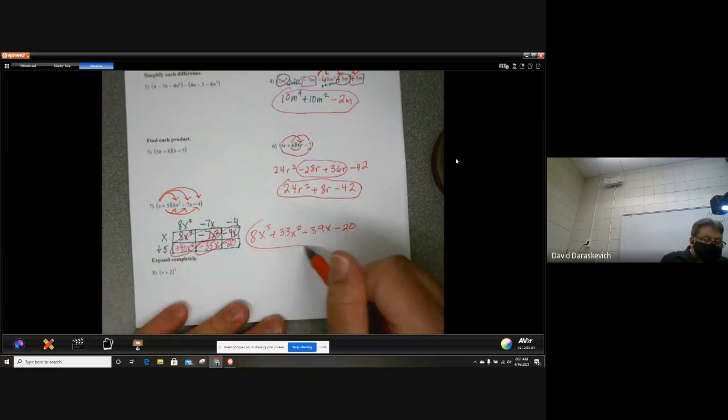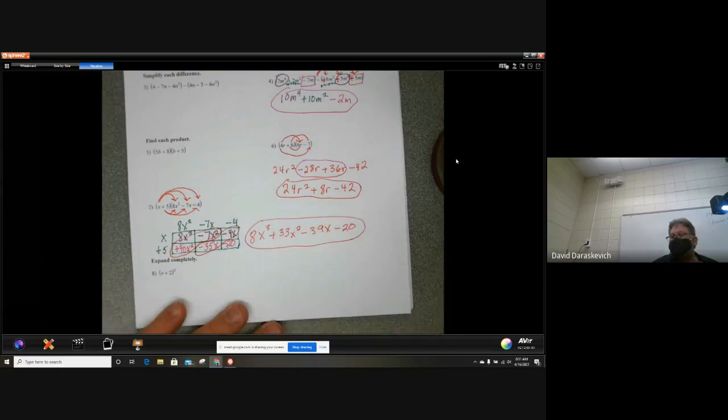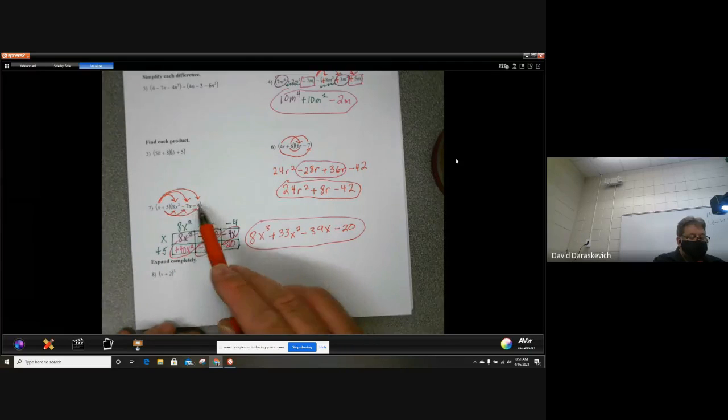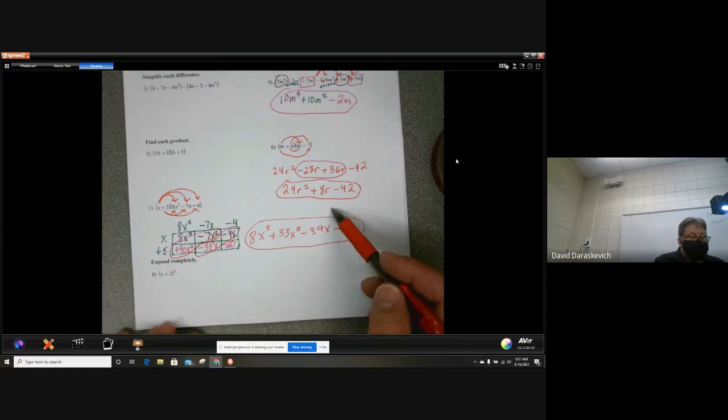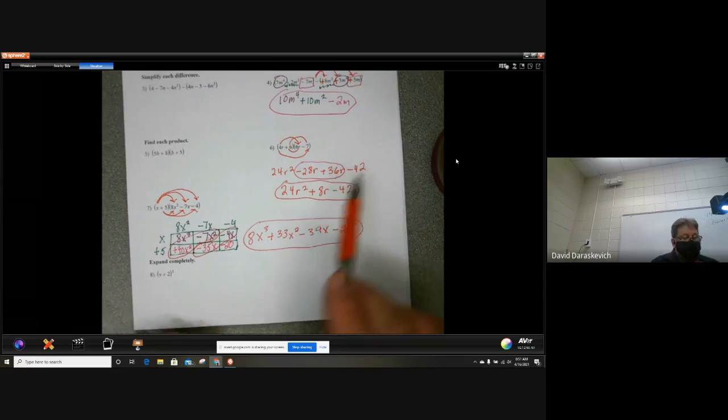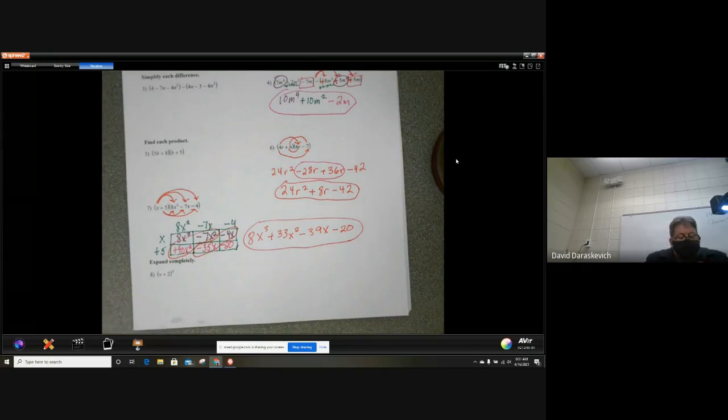I really think this is the best way to do this. Instead of distributing, where you're going to get 1, 2, 3, 4, 5, 6 terms all strung out, it's very easy to make mistakes.